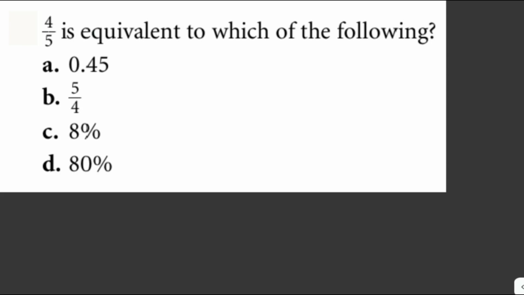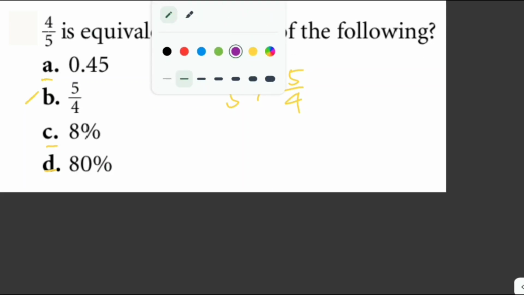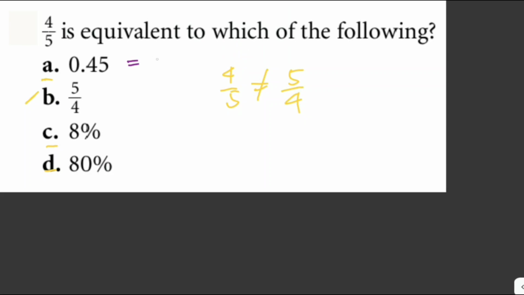Four-fifths is equivalent to which of the following? We just have to check our choices here. We have 0.45, 5/4, 8%, and 80%. Certainly 4/5 is not equal to 5/4, so letter B can't be the answer. So it could be either letter A, C, or D. But letter A is in decimal form. We can write 0.45 as a percent. So this is just equal to 45%.